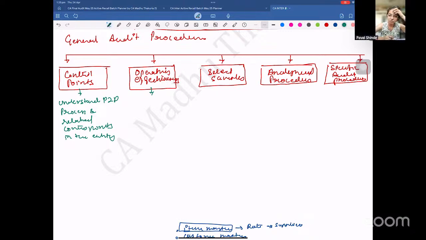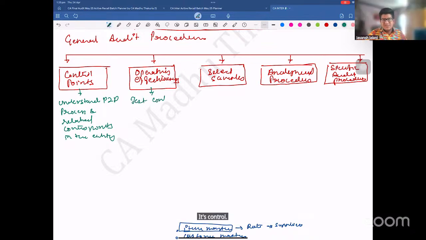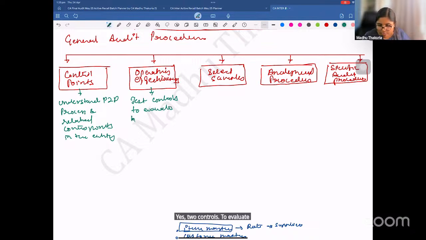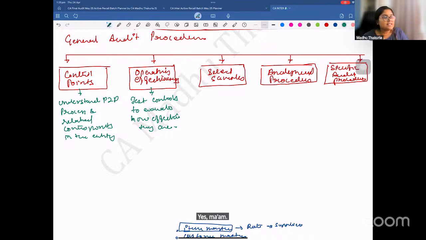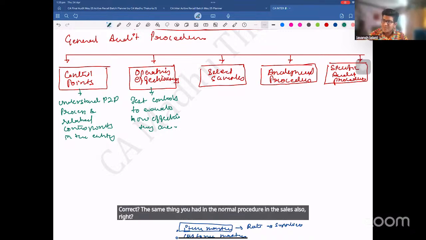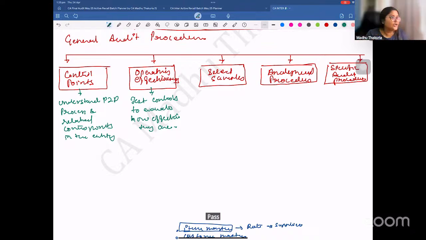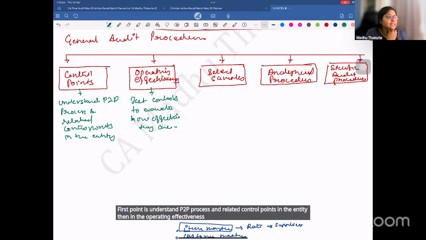Test the controls to evaluate how effective they are. Correct? Yes, sir. Same thing you had in the normal procedure in the sales also, right? Yes, sir. First point is understand the P2P process and related control points in the entity. Then in the operating effectiveness, you test the controls to evaluate how effective the controls are. Yes? Yes, sir.